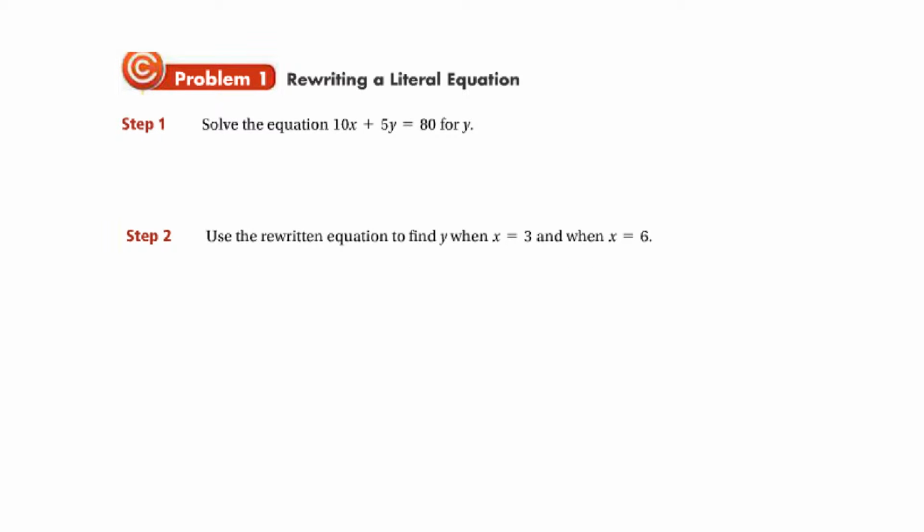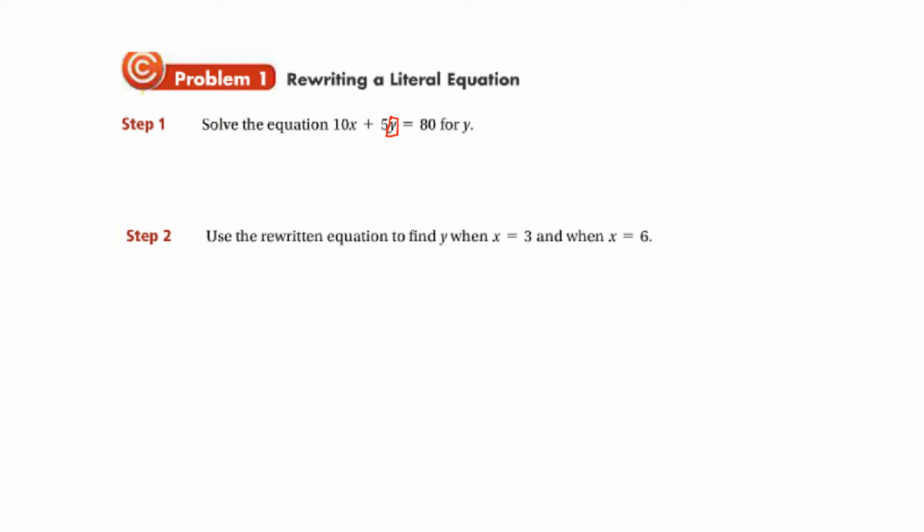So now let's look at the process of rewriting a literal equation, because that's what we'll do the most often with literal equations, is rewrite them in a different form. If we look at this particular problem, it asks us to solve the equation 10x plus 5y equals 80 for y. That means I want to get the y by itself. So that means anything that's on the same side with the y needs to go to the other.